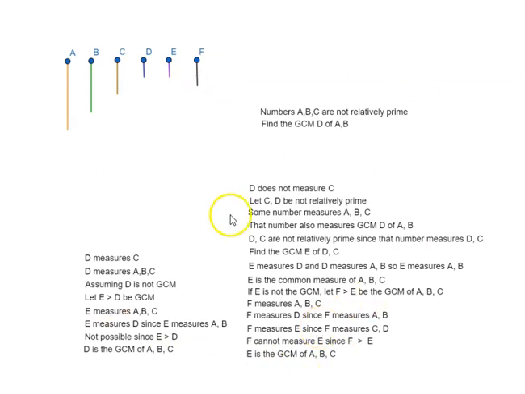So basically the point is that if we are given three numbers, to find the greatest common measure of these three numbers, we first find the GCM of the first two numbers, and then we find the GCM of that and the third number. So that is proposition number 3 of book 7 of Euclid's Elements.